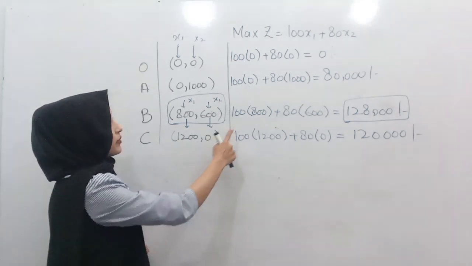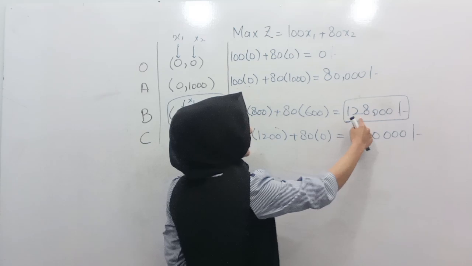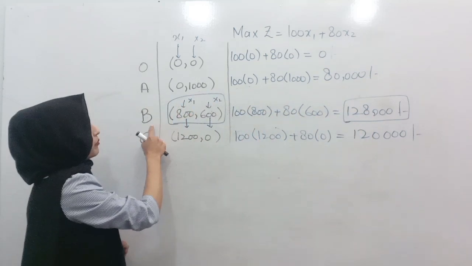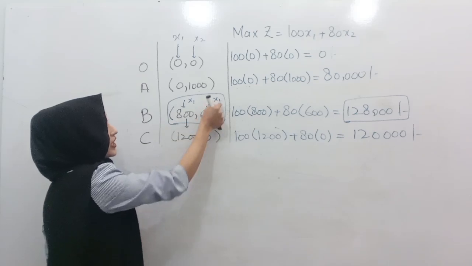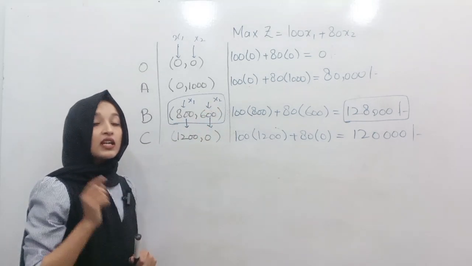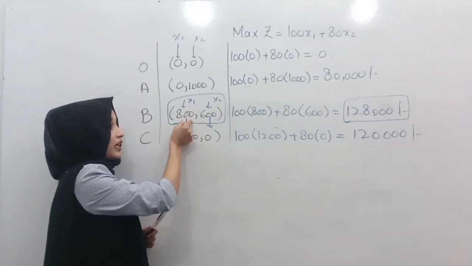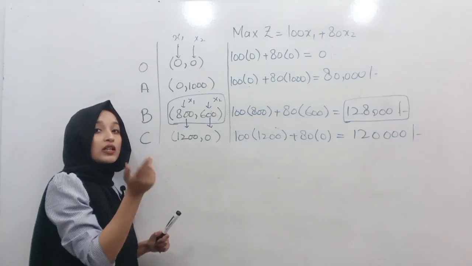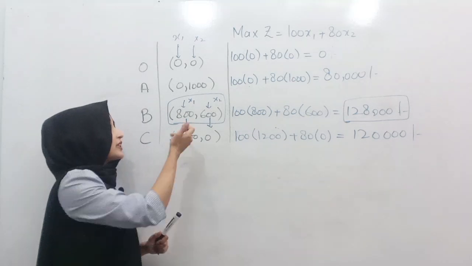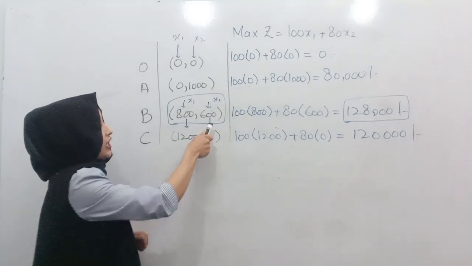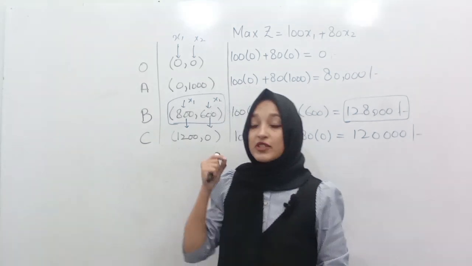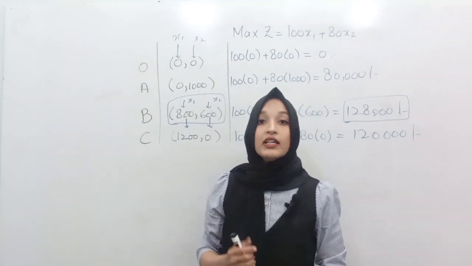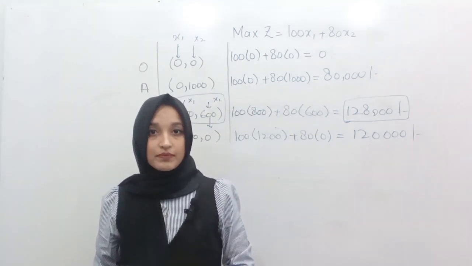Here the maximum profit is 1,28,000, which is at the point B, x1, x2, where x1 is 800 and x2 is 600, which means that the number of products of A to be produced in order to maximize the profit is 800 and that of B is 600. If we produce 800 products A and 600 products B monthly, then our profit will be maximized.